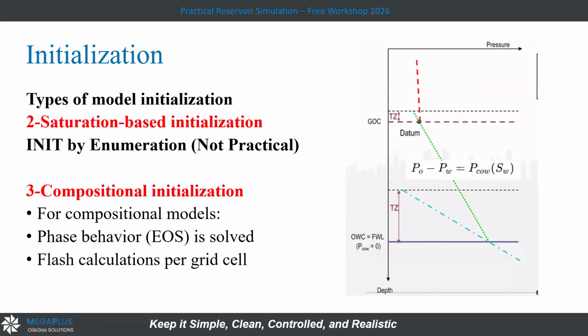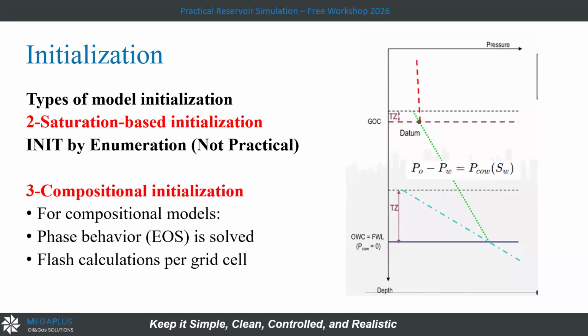The second thing is initialization by enumeration. I need you to imagine that we will not put the datum and let the model distribute itself. I will put the saturation of the static model in each cell and give a pressure, and this time you will never make it exactly 100% that the pressure obeys the gradient of the fluid saturation. From here, we will have a lot of errors, and the simulation will not run.